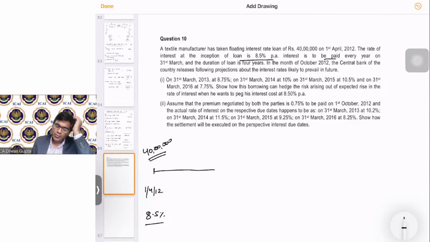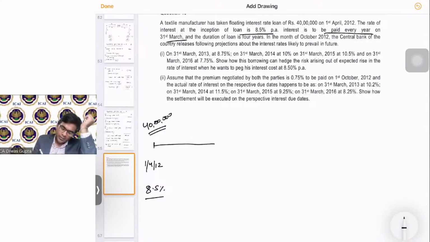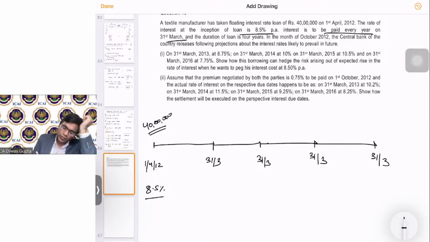Interest is to be paid every year on 31st March. Okay. So 31st March, the interest needs to be paid and the duration of loan is 4 years. 1, 2, 3, and 4. These are the 4 years completed here. Okay, students.